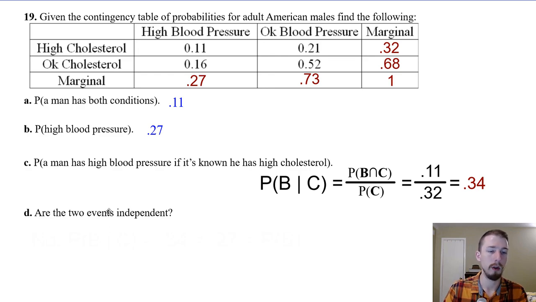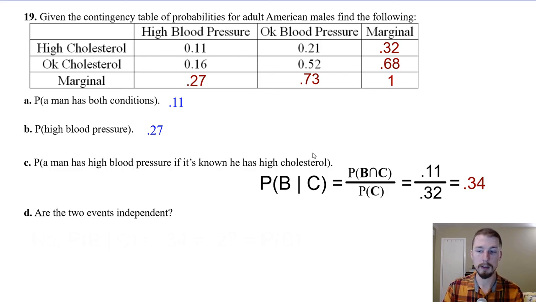Are the two events independent? Well, again, we need to compare a conditional to a marginal. We already have our conditional, which is the probability of high blood pressure given high cholesterol. So we need to compare that to the overall marginal distribution of high blood pressure. High blood pressure's marginal distribution, we said, was 27%. And how does that compare to the 34%? Well, it's more.